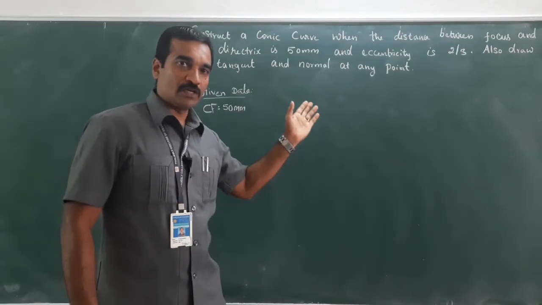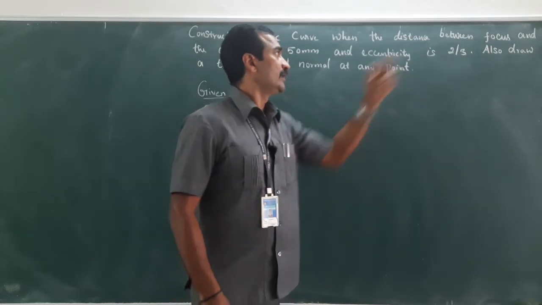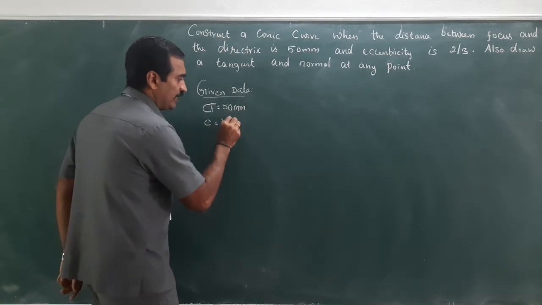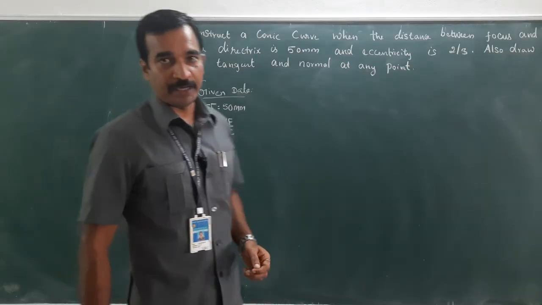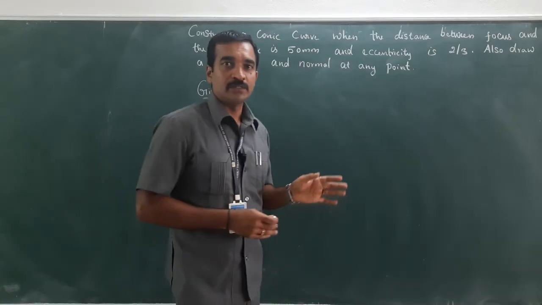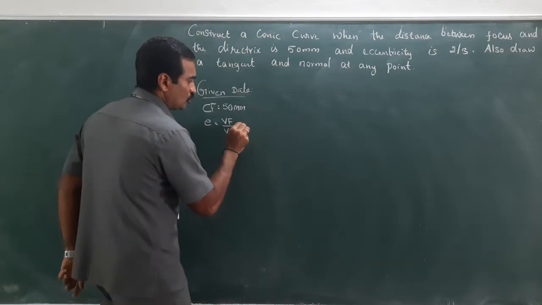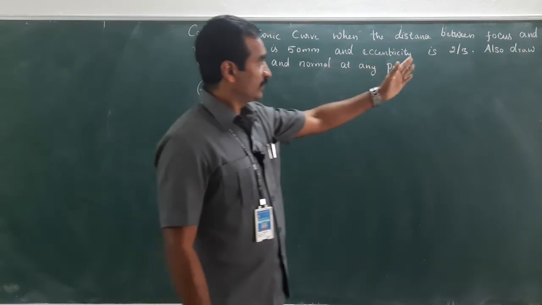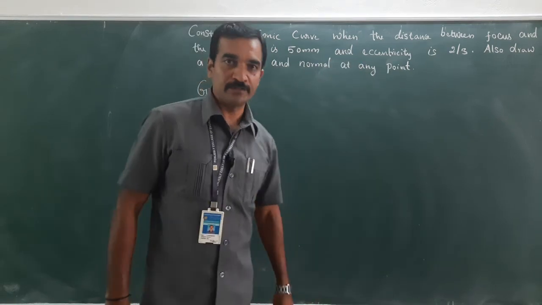We are going to construct this profile by using the eccentricity method. Eccentricity is denoted as small e, which is VF by VC, which I already taught you during my previous session, the introduction on conic sections. It is equal to 2 by 3. Also, the question continues: draw a tangent and normal at any given point. Fine.